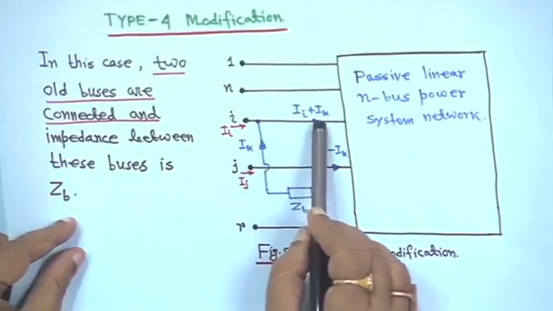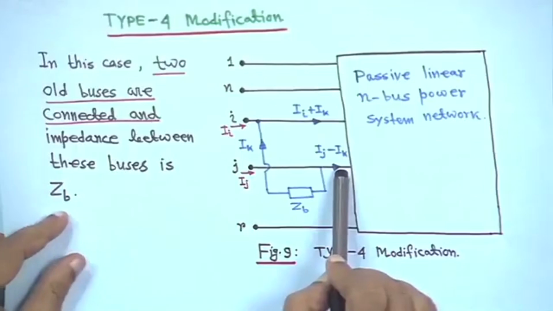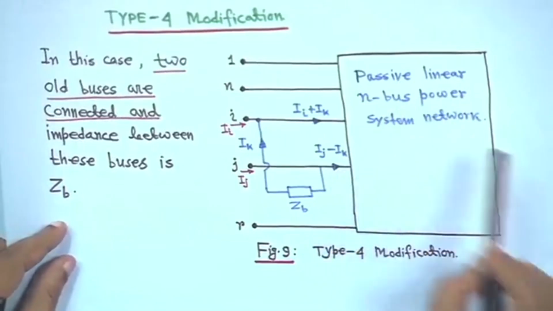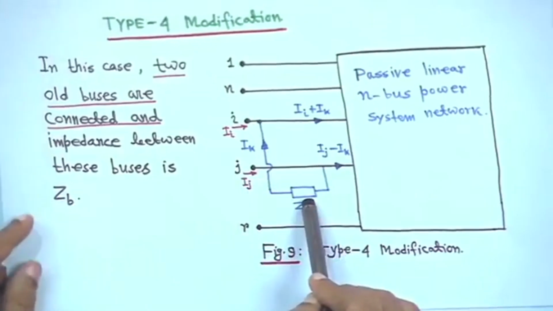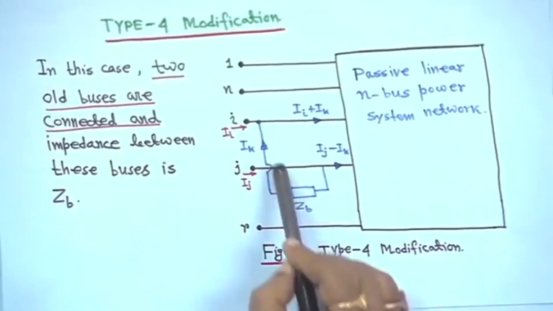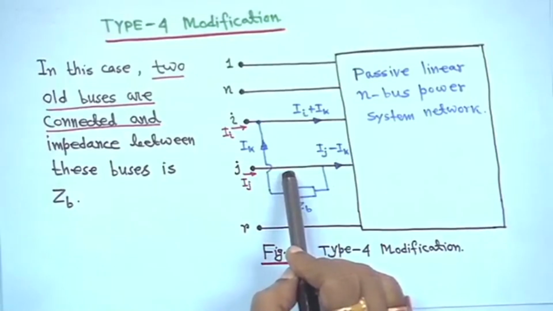So, here it will be Ii plus Ik and here it will be Ij minus Ik, and this is the passive linear n-bus power system network. So, two old buses are connected to bus impedance Zb. So, that means, in this case also the order of the Z matrix will remain the same, only it will be modified.